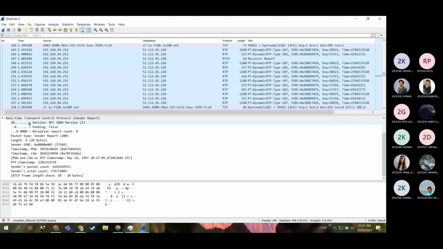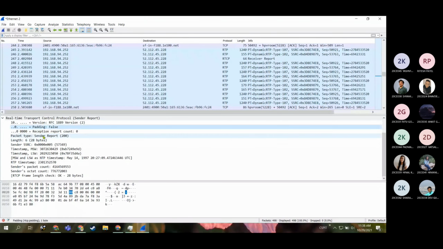So this is the information about the RTCP protocol. It also has a similar header to that of the RTP protocol, padding and sequence number and stuff like that.